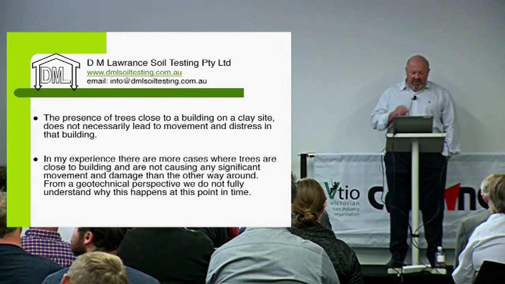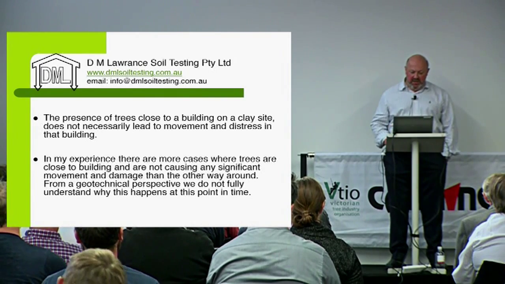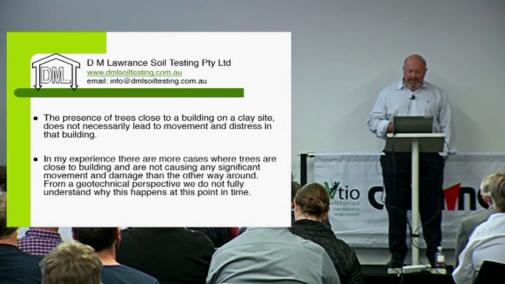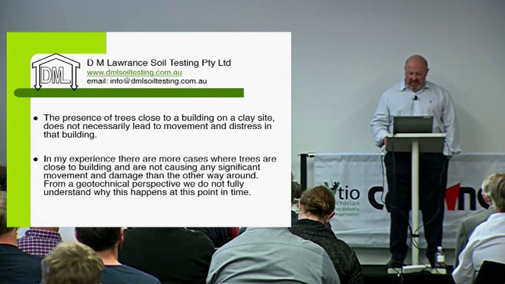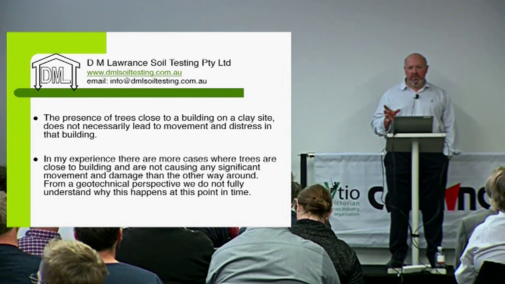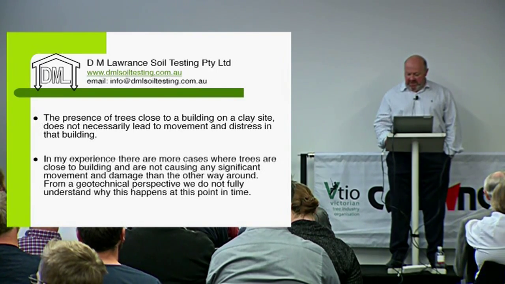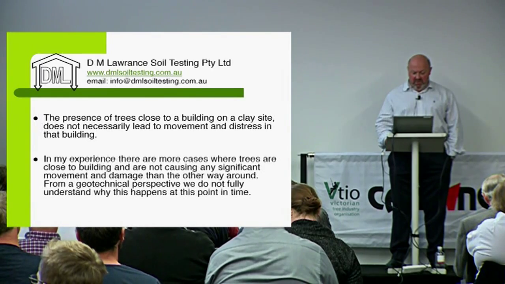This is the thing that I've been concentrating on in giving talks to geotechs and engineers: the assumption that just because a tree is close to a building, it's definitely going to crack. It's just not true. I reckon there's more situations where there's large trees close to buildings where there's no movement and cracking than the other way around. The assumption that a tree near a building is always going to cause cracking is just wrong.